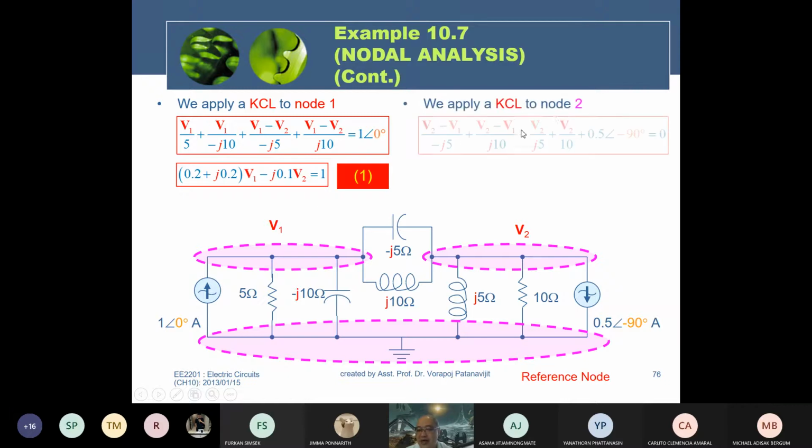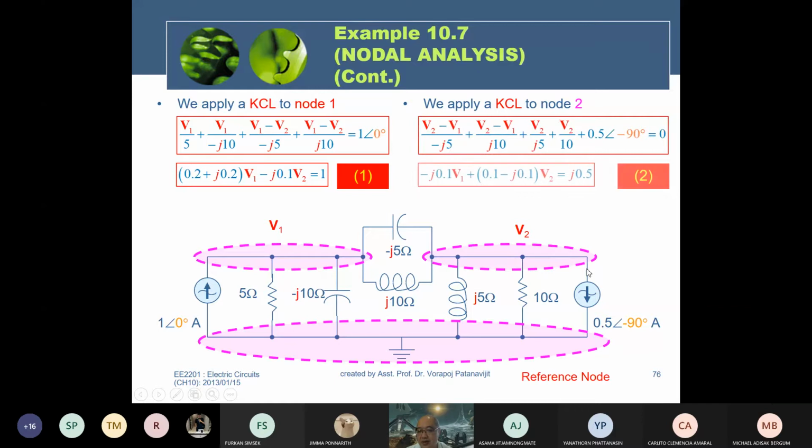Next, we apply KCL to node 2. We have five branches connected to it: 1, 2, 3, 4, and 5. Does any current get in? No, zero current. Five currents get out. For this branch, 0.5 at minus 90 degrees. Here, (V2 minus V1) divided by minus j5, and here, (V2 minus V1) divided by j10.